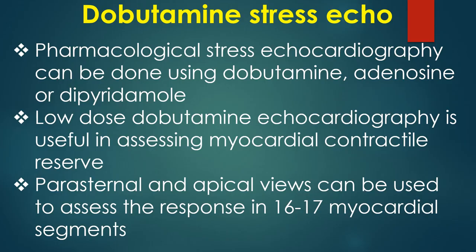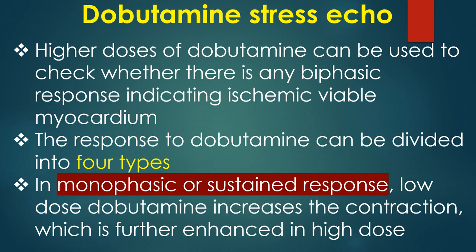Parasternal and apical windows can be used to assess the response in 16 to 17 myocardial segments. Higher doses of dobutamine can be used to check whether there is any biphasic response indicating ischemic viable myocardium. The response to dobutamine can be divided into four types.